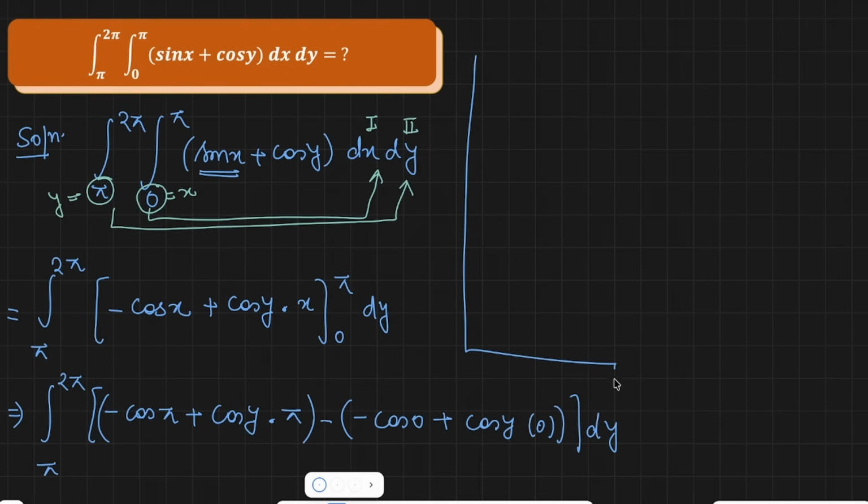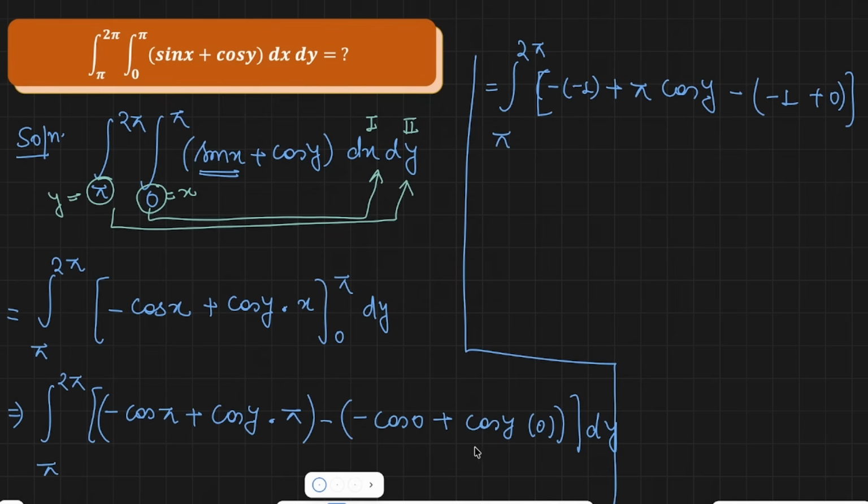Now I have to solve this integral, so just simplify this. This is pi to 2 pi. What is the value of cos pi? Cos 0 is 1, cos pi is equal to minus 1. So it will be minus of minus 1, plus pi cos of y. And cos 0 will be 1, so it will be minus 1. This term will be 0 due to the multiplication by 0, again dy.